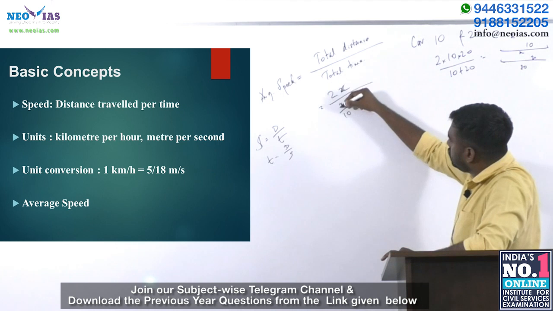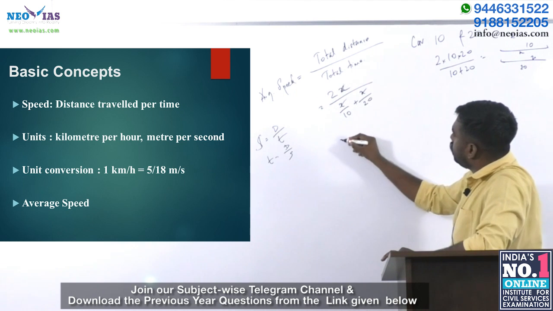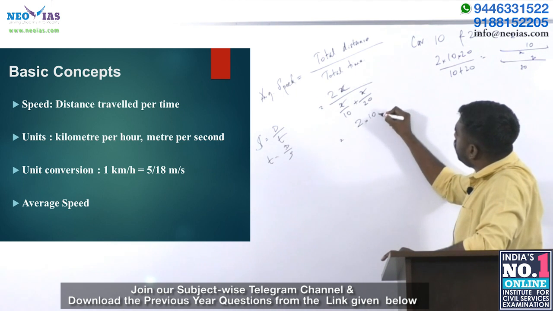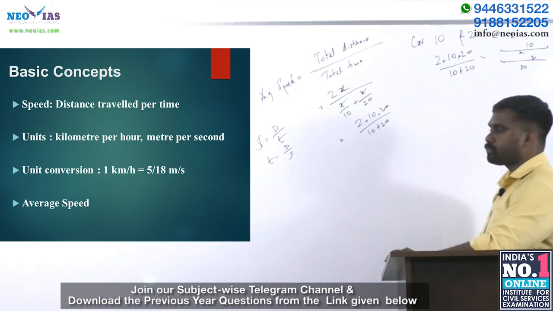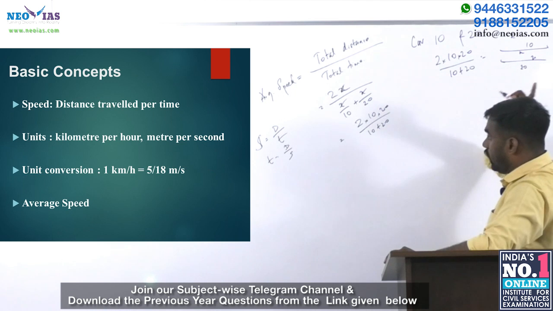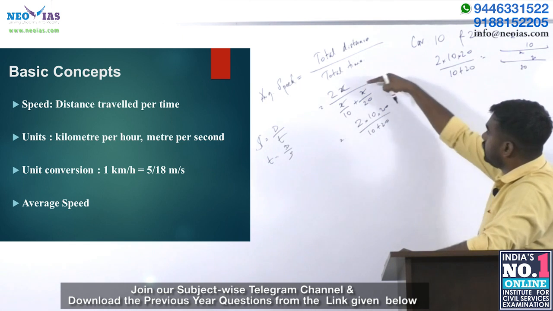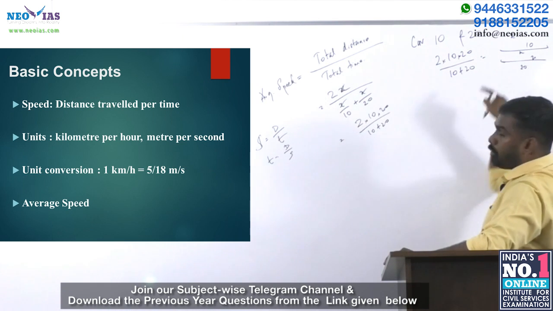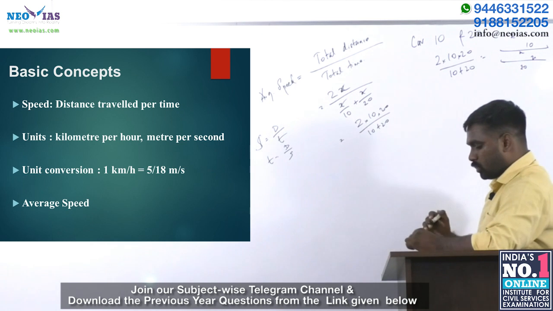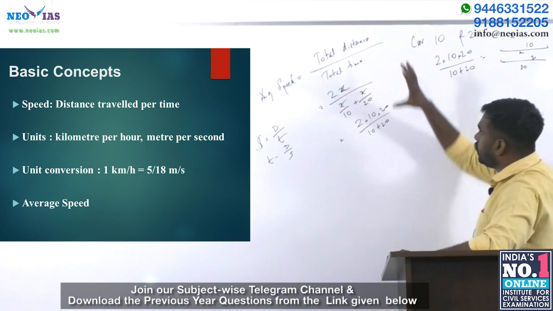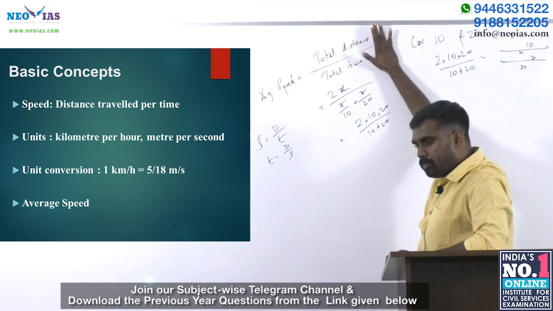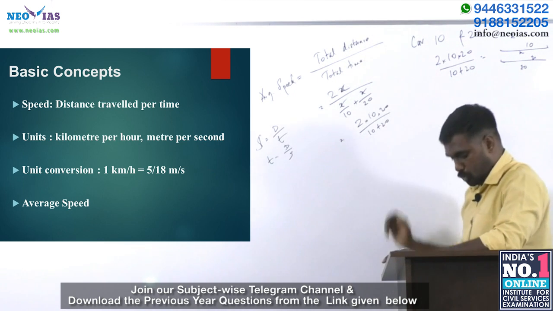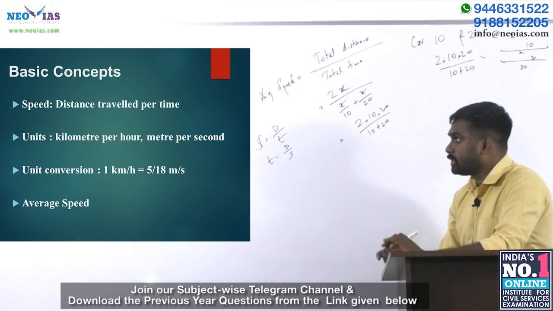By solving, you can cancel these values and thereby you will get 2 into 10 into 20 by 10 plus 20. This is the equation given here. The only condition is that the distance travelled should be the same in both cases. So this is the basic. If that is not the case, you have to use the concept that total distance travelled by total time will give you the average speed. So that is the basic concept.